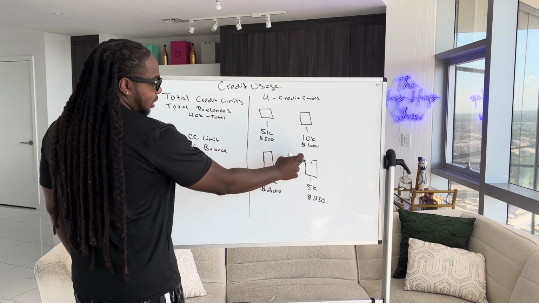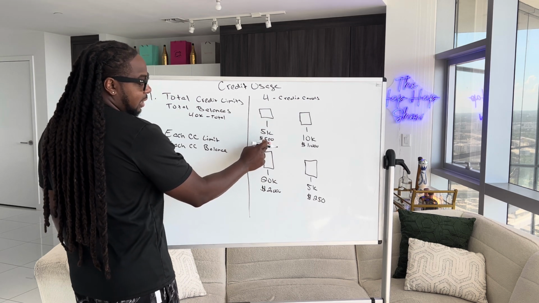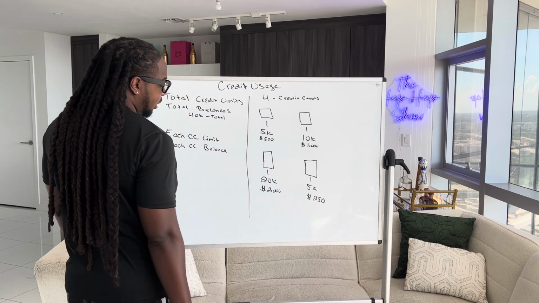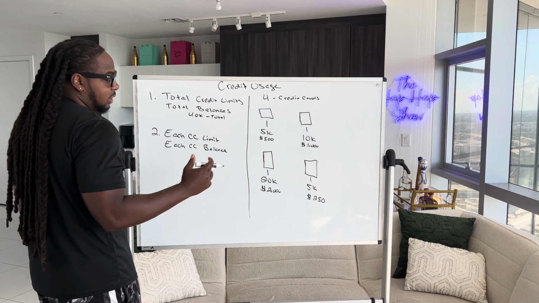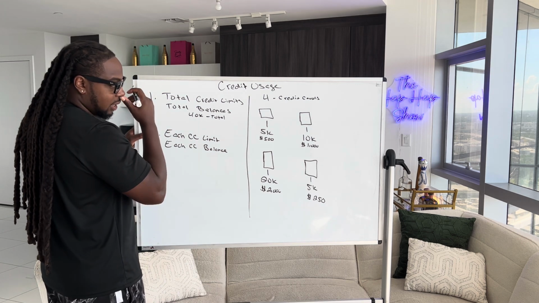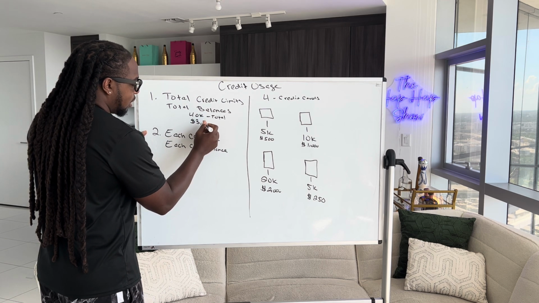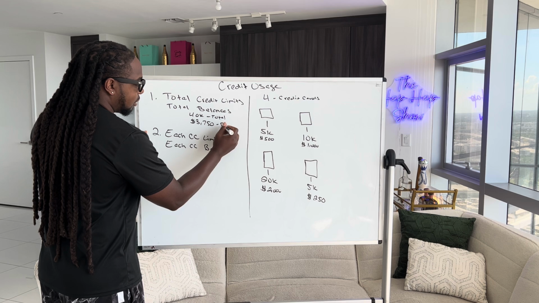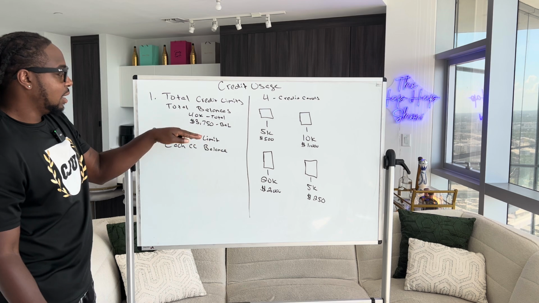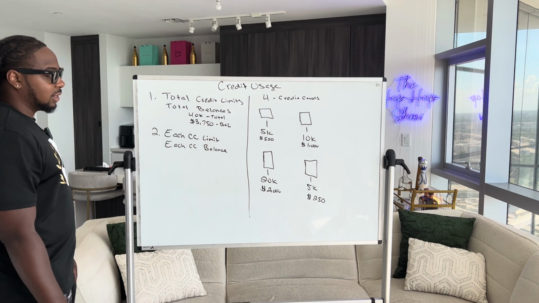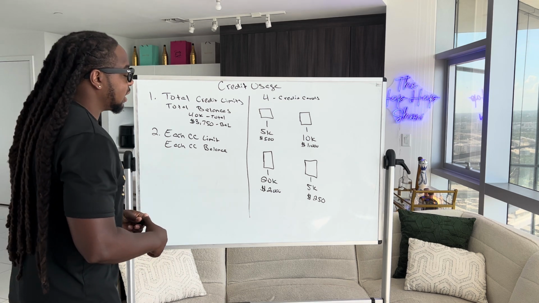2,000, 1,000 here, that's 3,000. 500, that's 3,500 plus 250. So 3,000 plus 500, 250, that's 3,750. All right, so we got a balance of $3,750. All right, so this is our total credit limits, 40K. Total balances, 3,750. All right, so now we need to get a percentage.